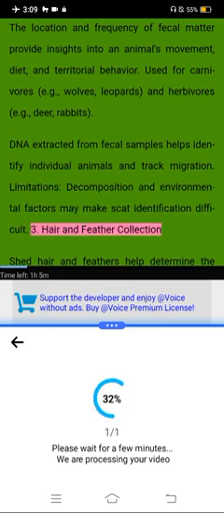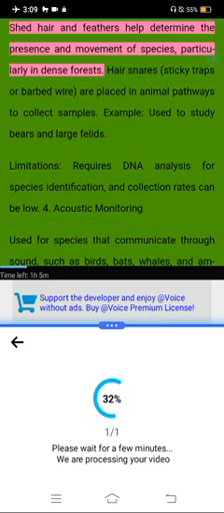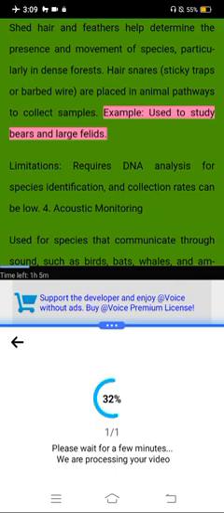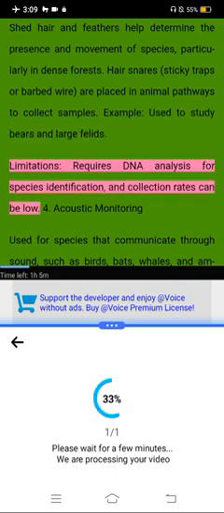3. Hair and feather collection. Shed hair and feathers help determine the presence and movement of species, particularly in dense forests. Hair snares, sticky traps, or barbed wire are placed in animal pathways to collect samples. Example: used to study bears and large felids. Limitations: requires DNA analysis for species identification, and collection rates can be low.